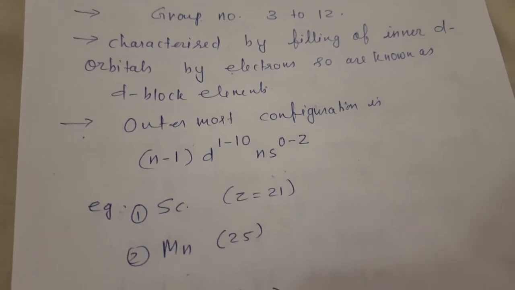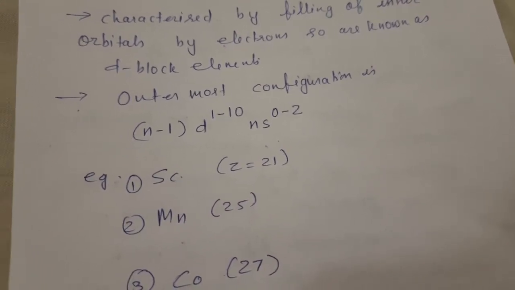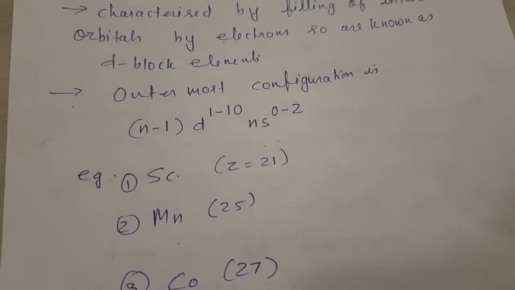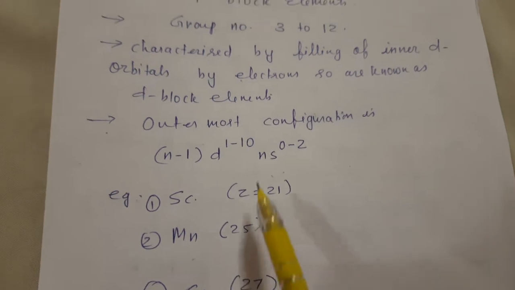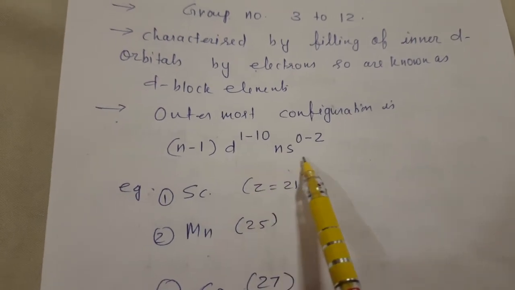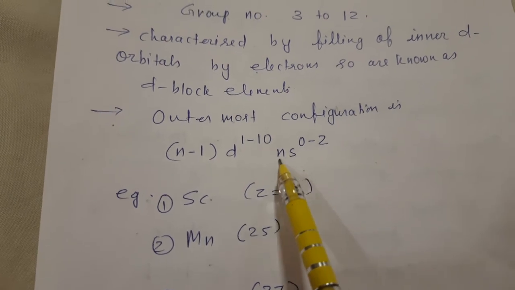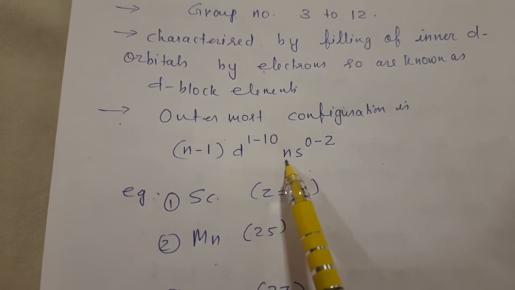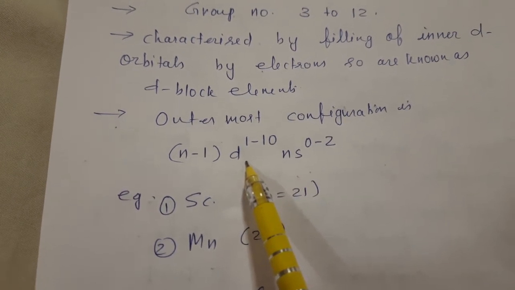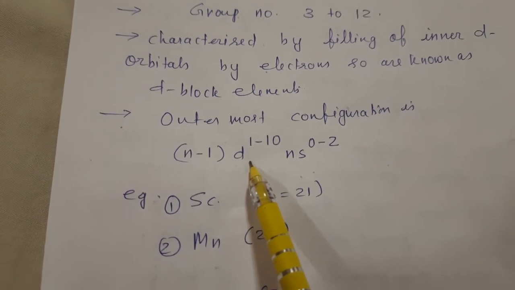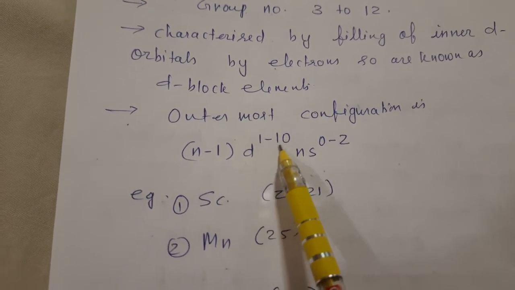एक क्वेश्चन हमेशा MCQ में आता है, that is outermost configuration. So outermost configuration of D block elements is, as I have written here, (n-1)d 1 to 10 ns 0 to 2. What does it mean बेटा? यानी जो प्रिंसिपल क्वांटम नंबर है आउटर मोस्ट शेल का जो n है उससे एक लेस होगा हमेशा d, इसलिए (n-1)d लिखते हैं. और d में 10 इलेक्ट्रॉन्स तक हो सकते हैं. So it is 1 to 10.